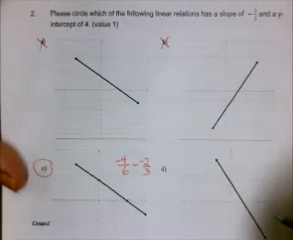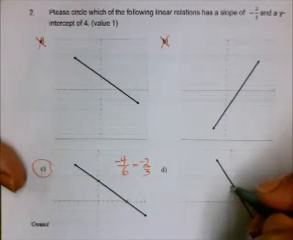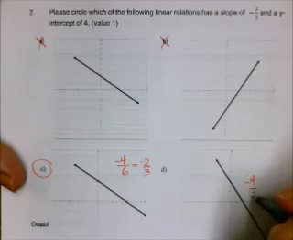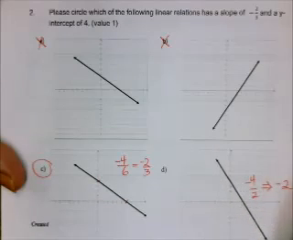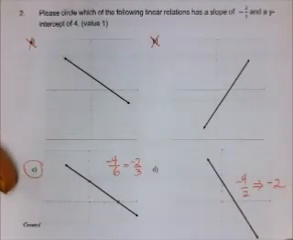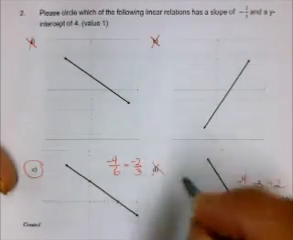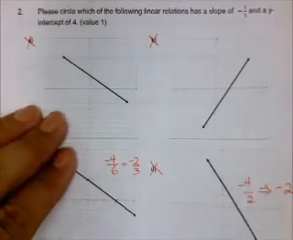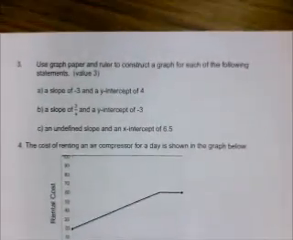So that one actually works. Let's just make sure that this one wouldn't work as well. So we've got -1, 2, 3, 4, down 4, and then over 1, 2. No, that's going to have a slope of -2. So that one doesn't work. It's C. Okay.